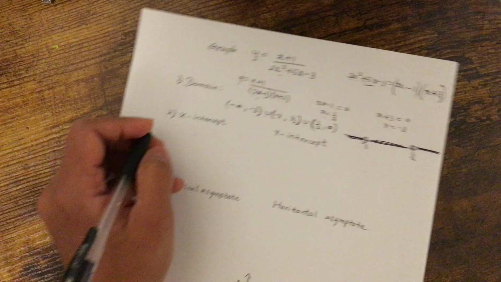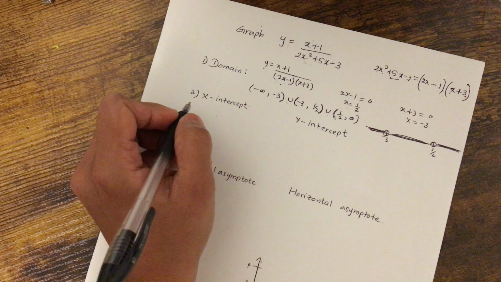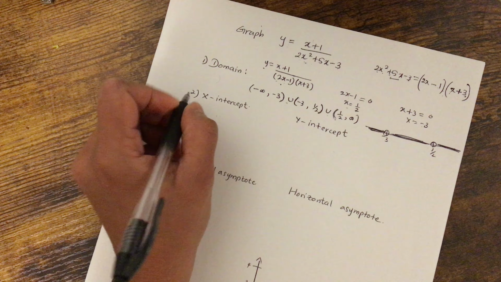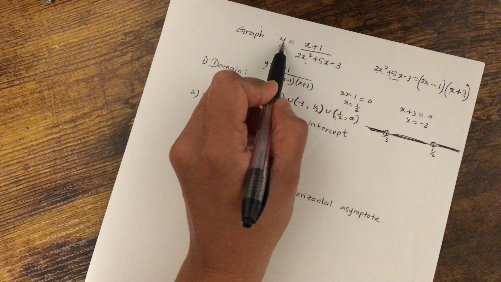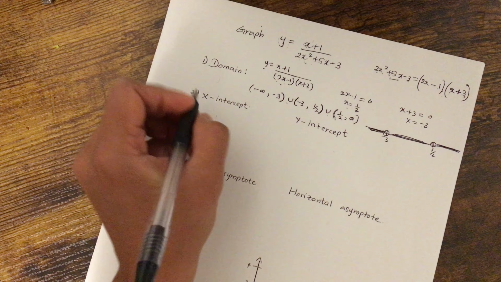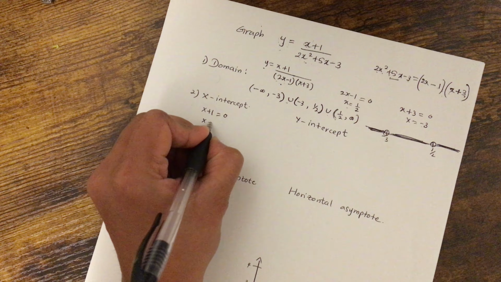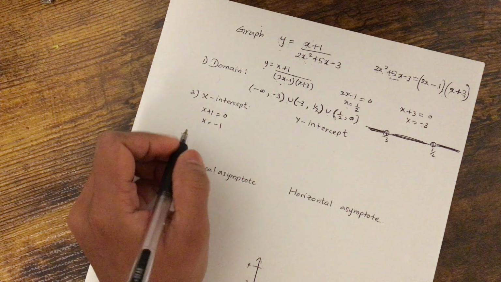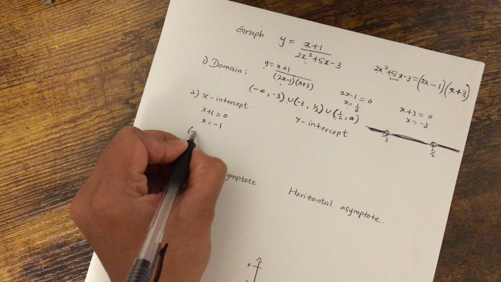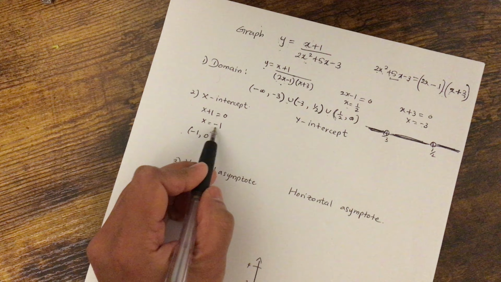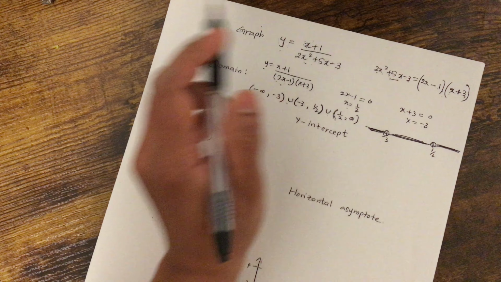Let's find the x-intercept. How do you find the x-intercept? At the x-intercept, you know the y value equals 0, right? So if y equals 0, then this numerator term should equal 0. That means x plus 1 equals 0, then y equals 0. Then solve for x, which is x equals negative 1. So your x-intercept coordinate is (negative 1, 0). At x equals negative 1, this term becomes 0, so y equals 0.